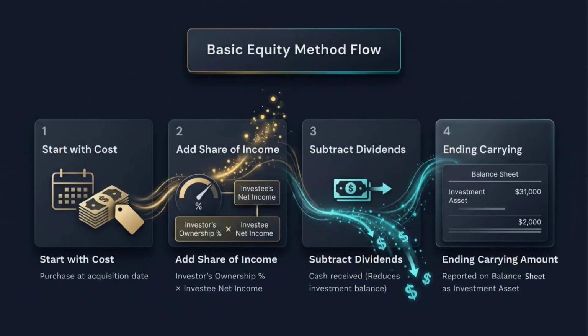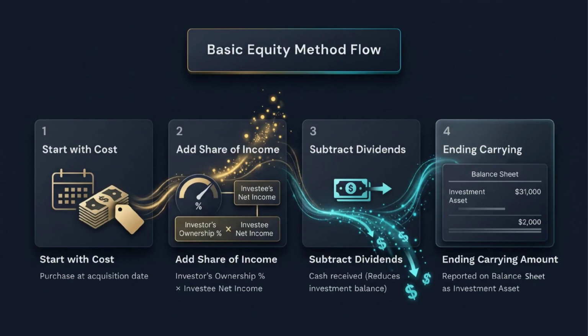The basic equity method flow is beautifully simple before the advanced adjustments arrive. Start with the cost of the investment. Add the investor's share of the investee's income. Subtract dividends received. The result is the ending carrying amount of the investment. This is the flow we will use again and again.